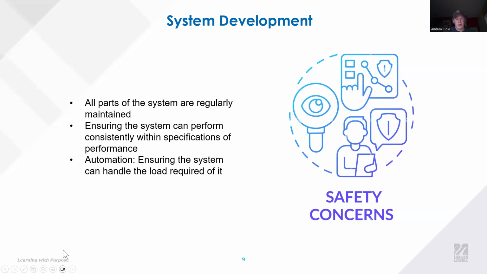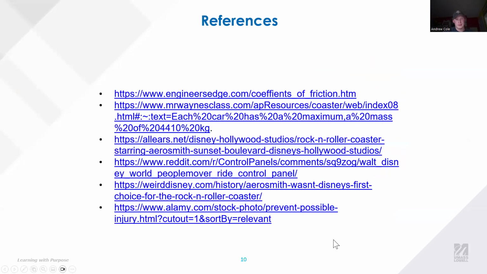And one of the worries with automation is just ensuring that the system can handle the load required of it. When automating a system, especially one like this, it's going to be dealing with a lot of people. And again, with that safety, we need to make sure that the computer at all times can handle what is being given. Here are my references.